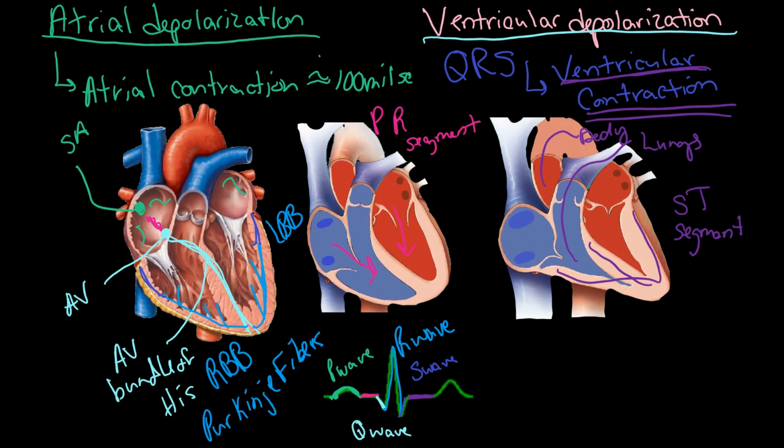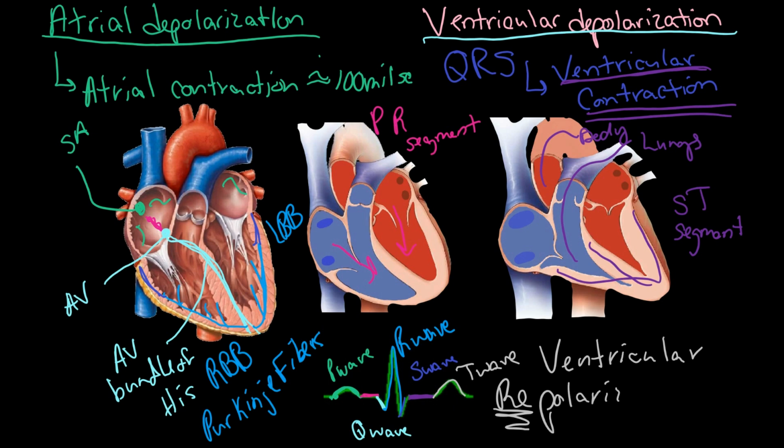And then last but not least, you have this wave here. And this wave is called the T wave. And the T wave is actually ventricular repolarization. So what that does is it allows the heart to reset. It starts the entire system over again because the heart needs to be repolarized to be again depolarized.